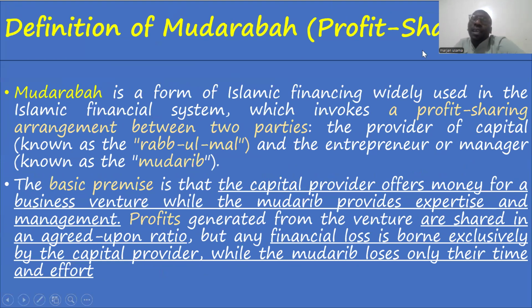Okay, on to the second financial instrument in Islamic banks. The second one is known as Mudarabah, and Mudarabah means profit sharing. Mudarabah is a form of Islamic finance widely used in the Islamic financial system, which involves a profit sharing arrangement between two parties. So we normally have two parties in Mudarabah. Number one, the provider of capital, Rabbul Mal, and the entrepreneur or manager known as Mudarib.